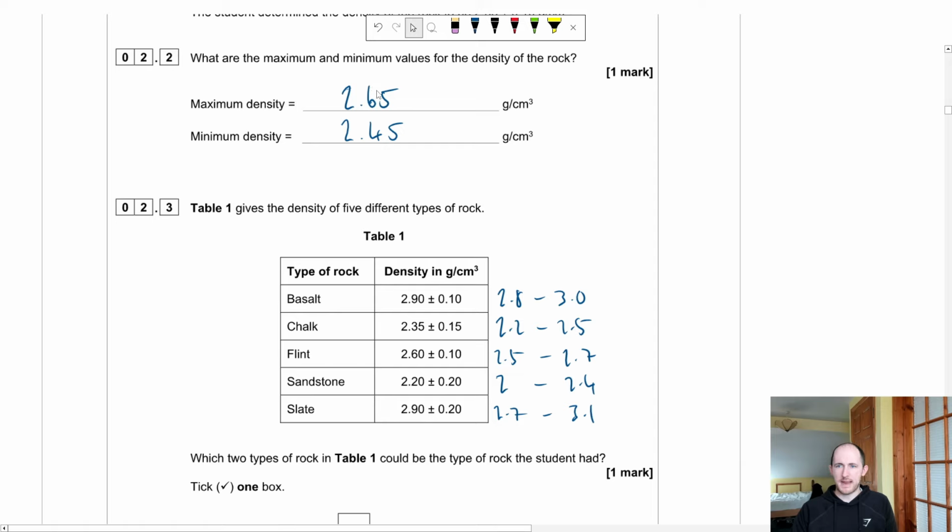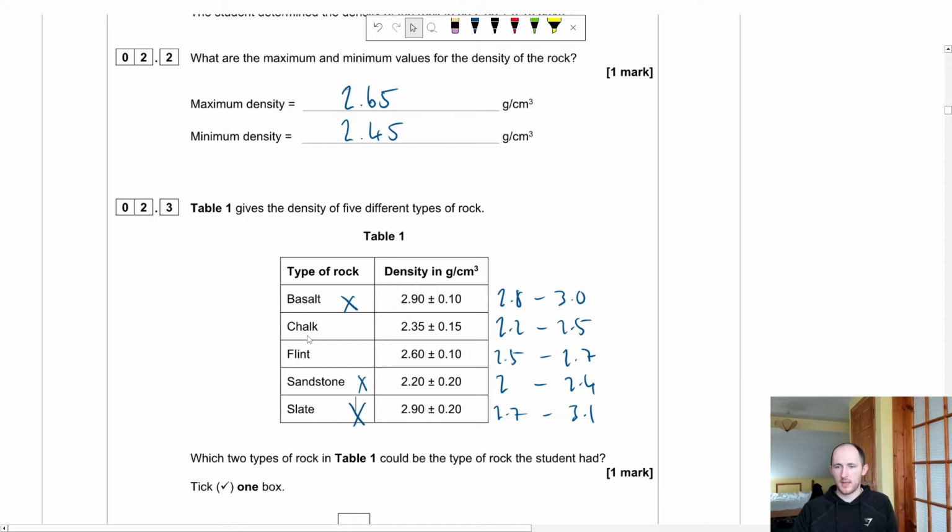So for example, the maximum is 2.65. So any that start from 2.7, we know it's not. So it's not slate. It's not basalt, because that's 2.8. Okay, cool. So we've got rid of those two. Then we can do the same with the minimum. The minimum is 2.45. So any that are smaller than that, at their biggest, we can get rid of. So we can get rid of sandstone because that only goes up to 2.4, whereas we have 2.45.